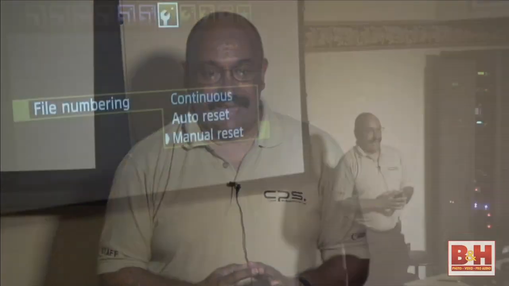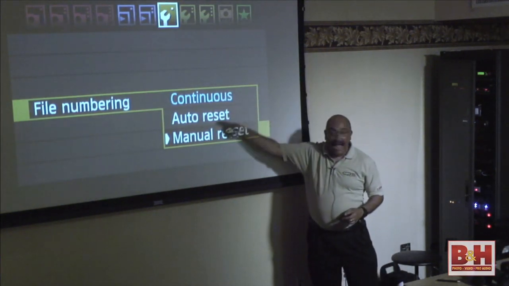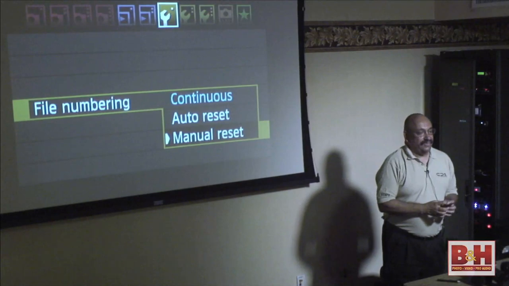And then sequentially number them from there. You know, next shot would be number 2, number 3, number 4, etc. Manual reset lets you, regardless of which of these first two you are at, immediately jump back to 0001. So I could be on continuous shooting, or continuous numbering, excuse me. And if I say, I want to make sure I don't mix my numbers up with my colleague who's also shooting pictures here, I want to reset my camera to 0.